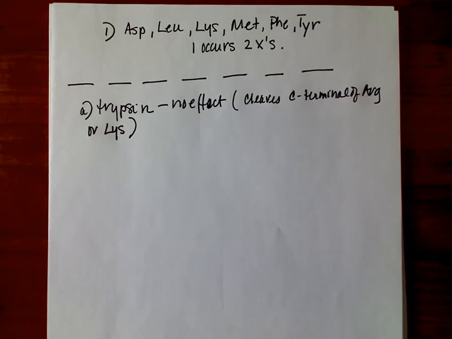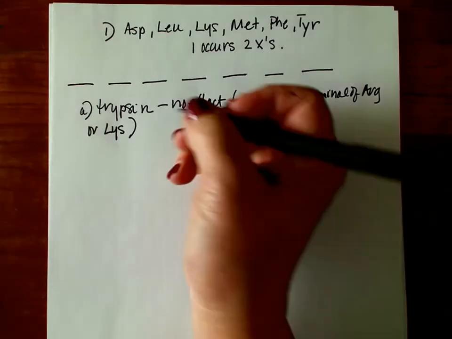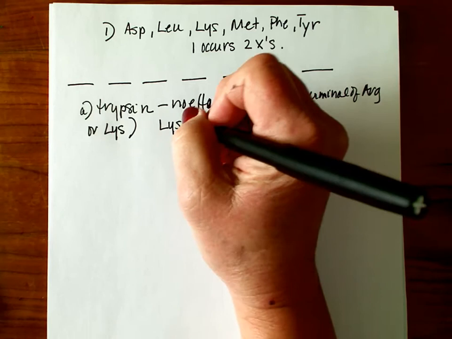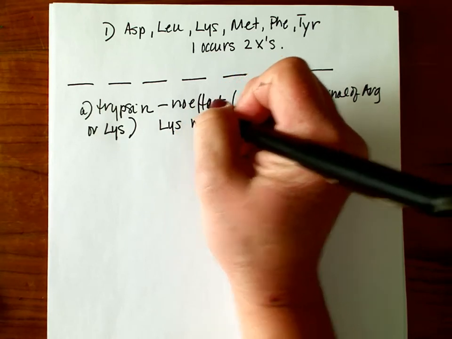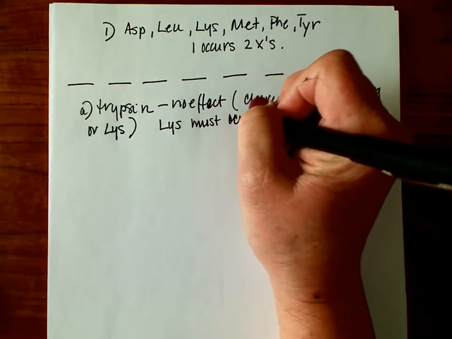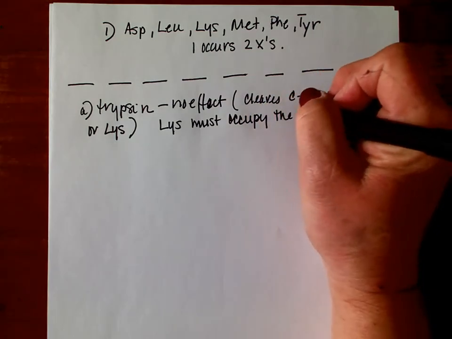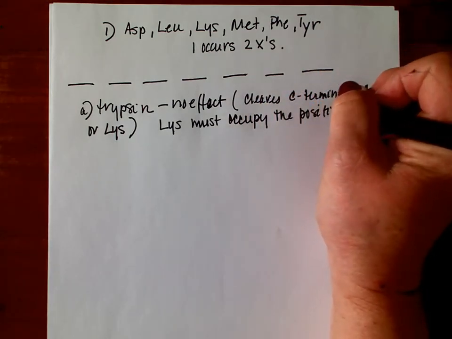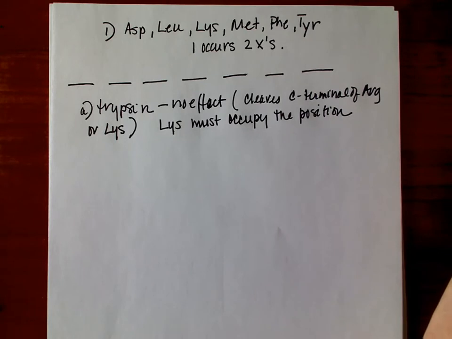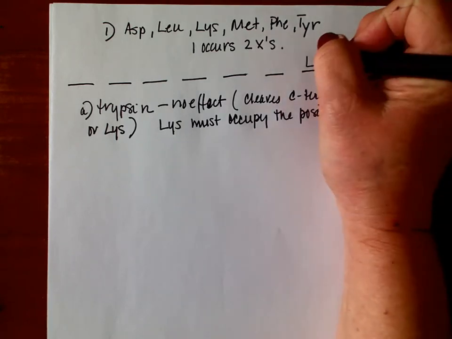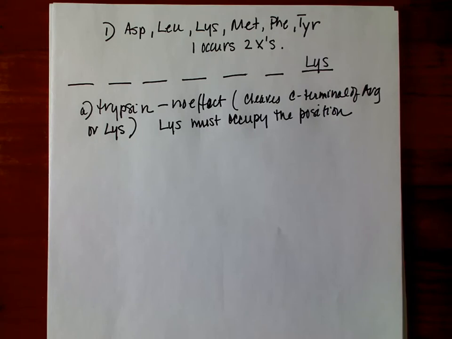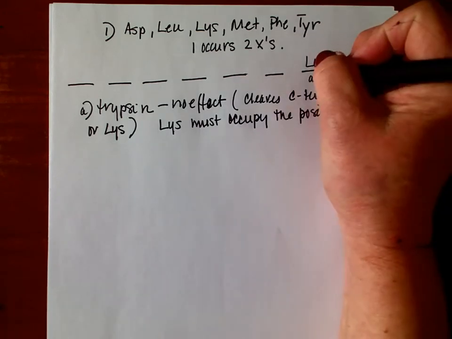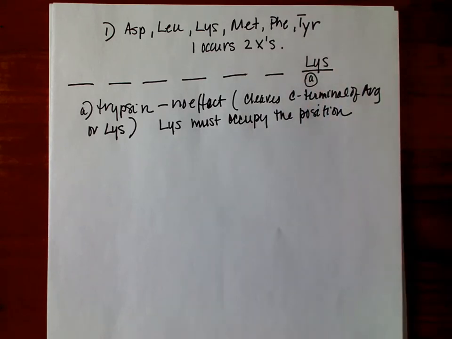And if trypsin did not have an effect, that means lysine must occupy the last position because it was not released. So from 2A, we can put lys at the C-term position. Okay? So that's from A.